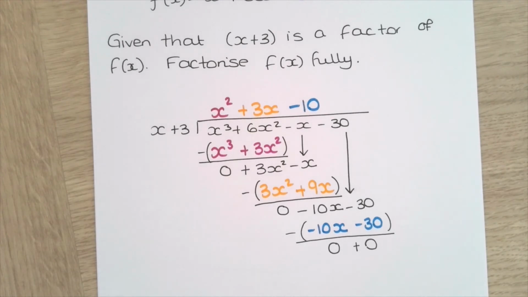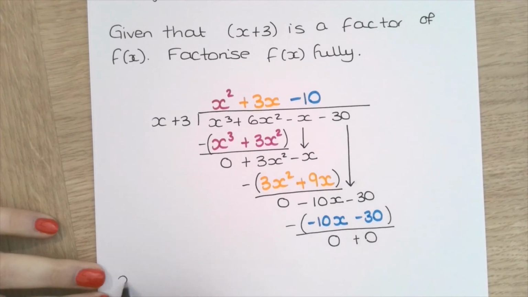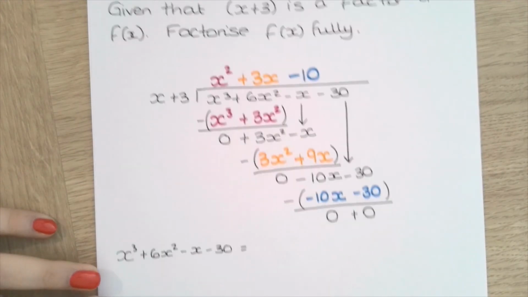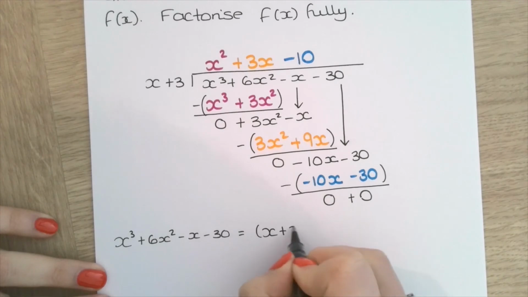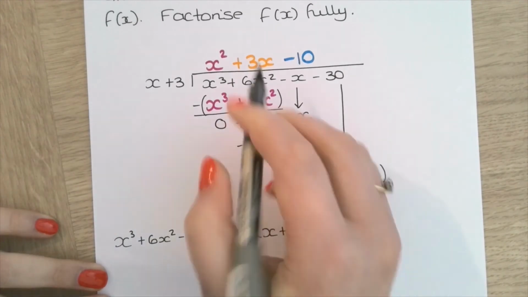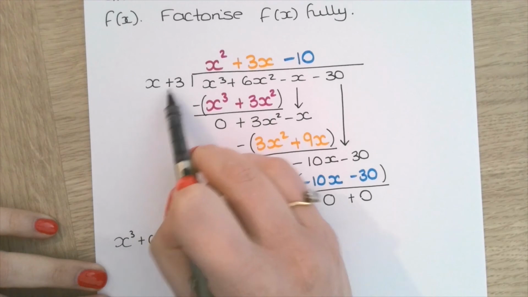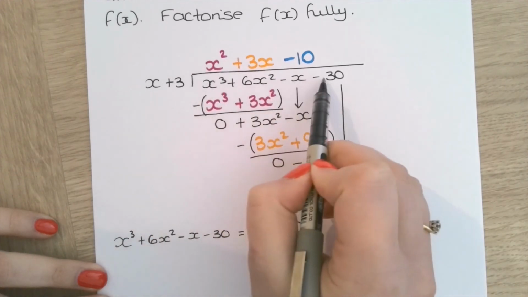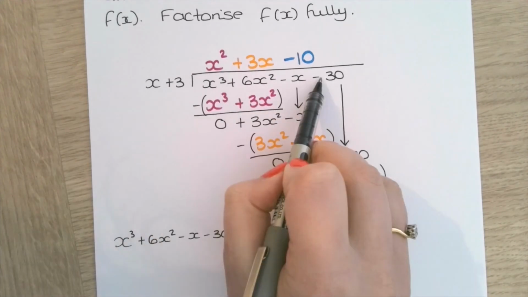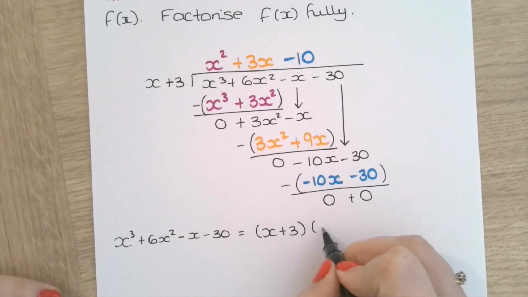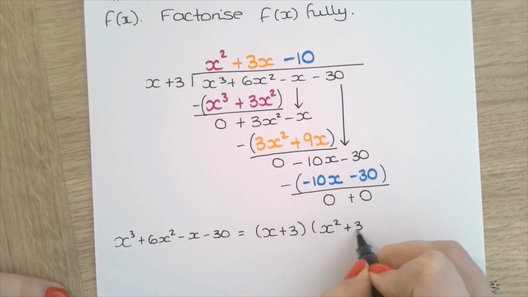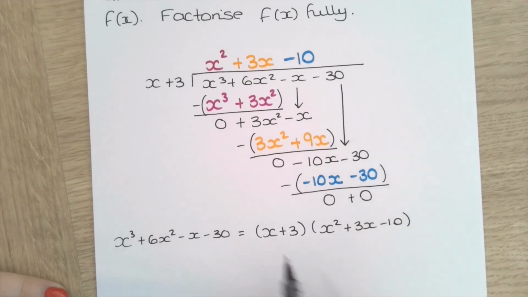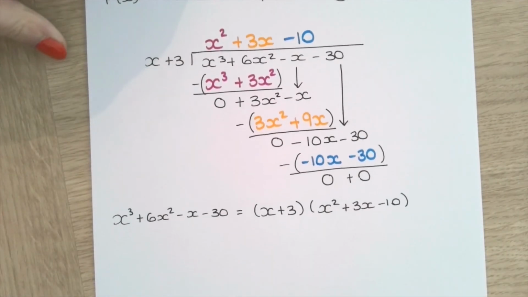That's lovely. We are asked to factorize f of x fully. So we know that x cubed plus 6x squared minus x minus 30 must be x plus 3 then multiplied by this. If I multiply these two numbers together, whatever they are, gets me this whole division. So x squared plus 3x minus 10. Now that might look like it is fully factorised.